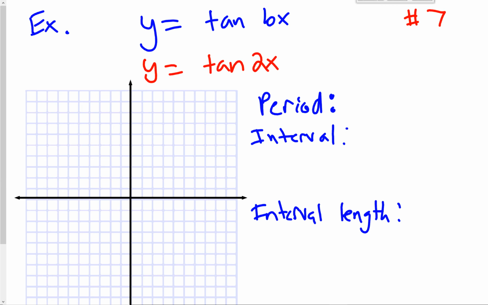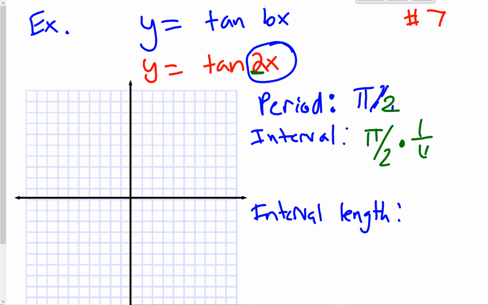All right, so looking at this, it's basically the same thing as we've done before. Period is just normal pi, divided by our b, which is what's being multiplied by x, so that's 2. So our period is pi halves, and then I divide by 4, so I get pi 8. So there's my interval length.